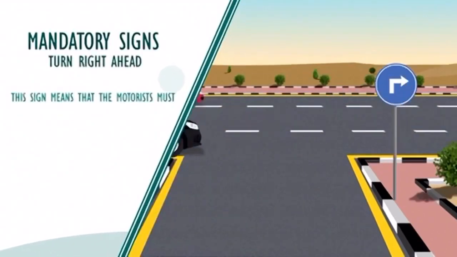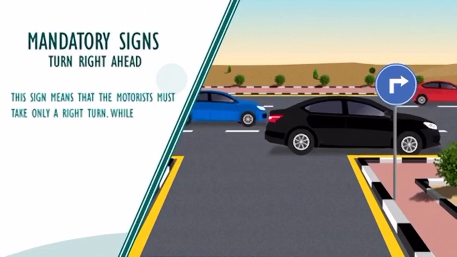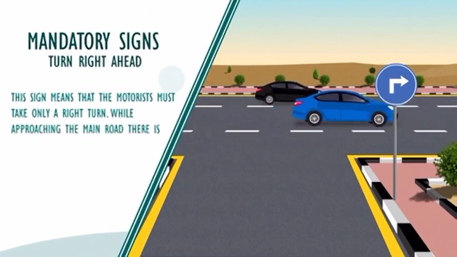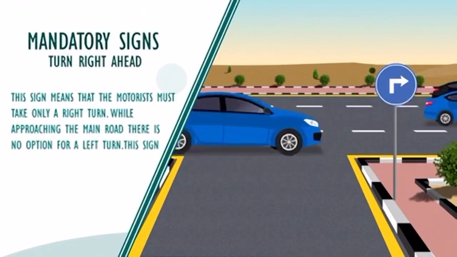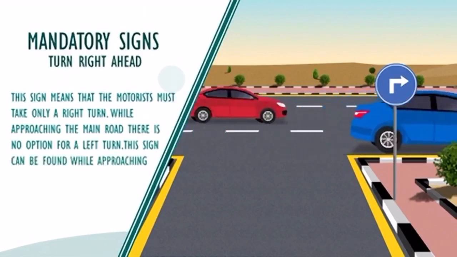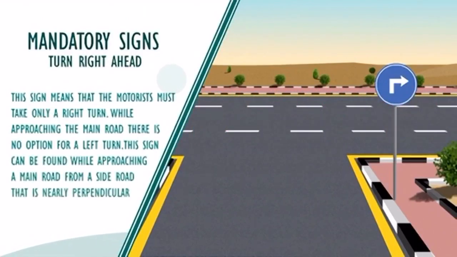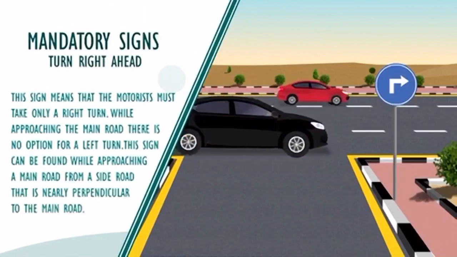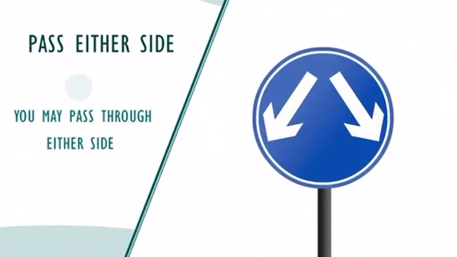This sign means that the motorists must take only a right turn. While approaching the main road, there is no option for a left turn. This sign can be found while approaching a main road from a side road that is nearly perpendicular to the main road.